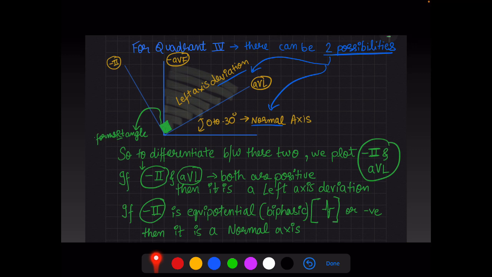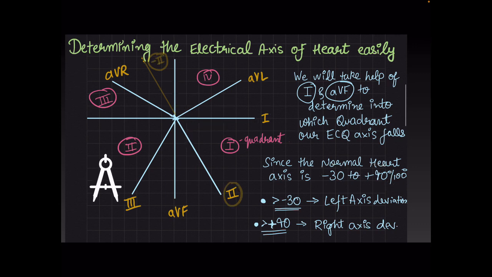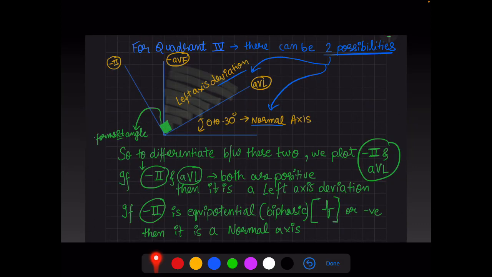So we'll be taking help of negative of lead 2 here. Since this forms a right angle, this is 30 and this is 60, so the angle between negative of lead 2 and AVL will be a right angle, that is 90 degrees. We can take help of this and plot our ECG that way. We'll take help of minus of lead 2 and AVL.